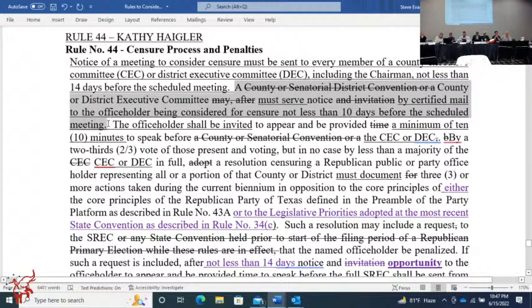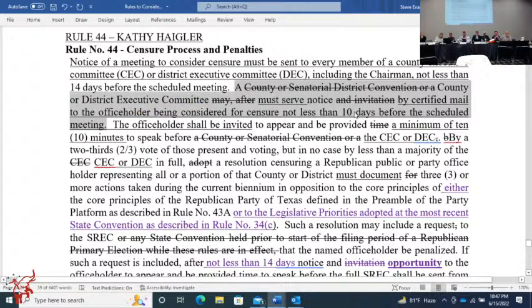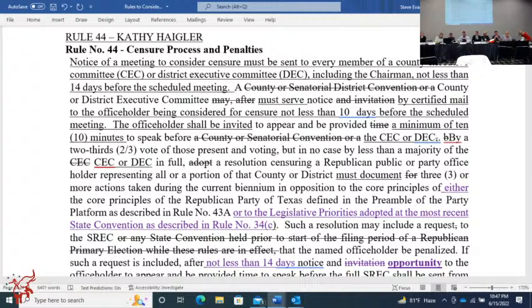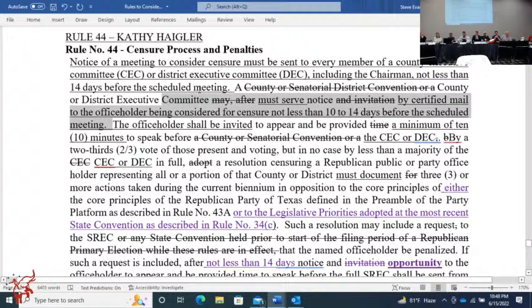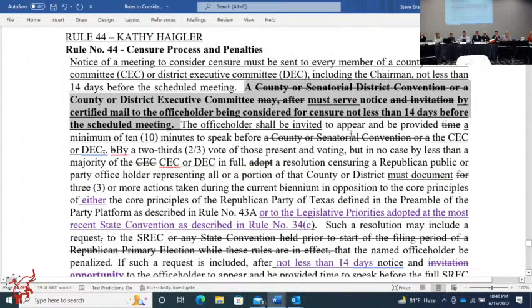Second. Kathy, I'll recognize you. Yes, sir. The 10 should say 14. I'm sorry. Yes, sir. So here's my reasoning. You have to have a meeting to decide if you're going to censure someone as a body. It should say not less than 14. I'm sorry. Thank you. So you meet as a body, you decide if you're going to censure, and then you have to provide your 14 days notice so that you can have the meeting.